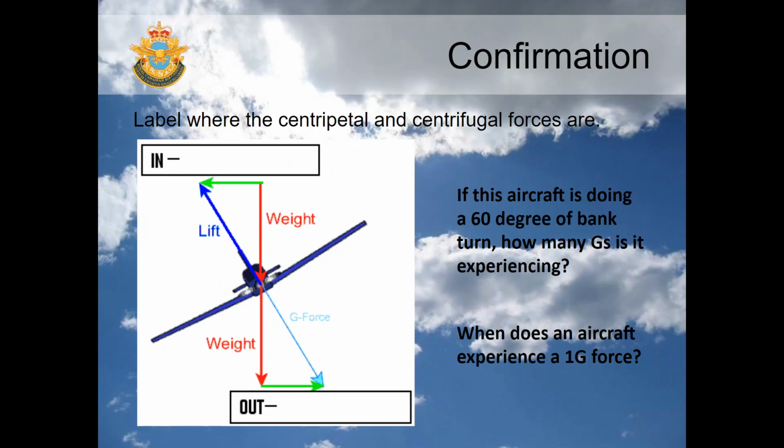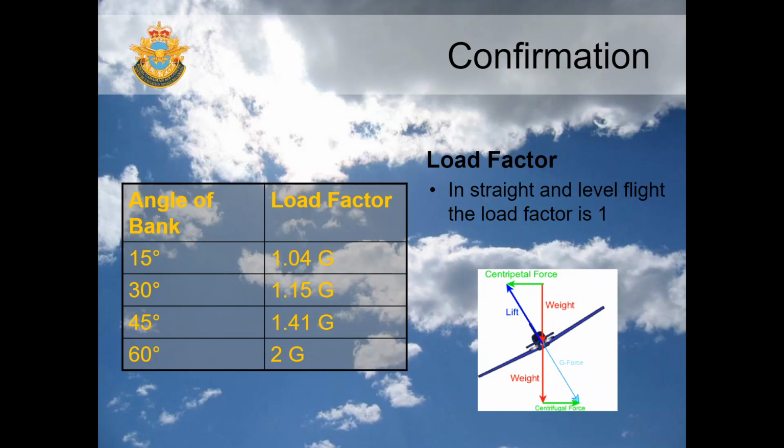And before we end, we have three more confirmation questions. The first one is labeling where the centripetal and centrifugal forces are. The other two are word problems, asking when the aircraft is at a 60-degree bank, how many Gs is it experiencing, and when does an aircraft experience a 1G force? Again, feel free to pause the video and write down your answers. And here are the answers to those three questions.